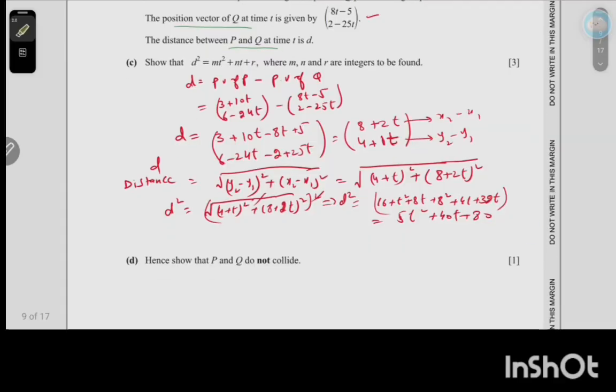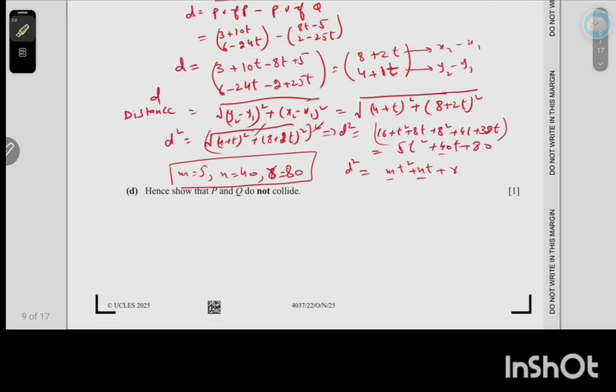Now, dear friend, we have to compare this one. This is d squared, and we compare it with mt squared plus nt plus r. Remember that the coefficient of t squared is 5, so m is 5, the coefficient of t, n, is 40, and the constant r is 80. So these are our required answers. Hopefully, dear friends, you have understood.